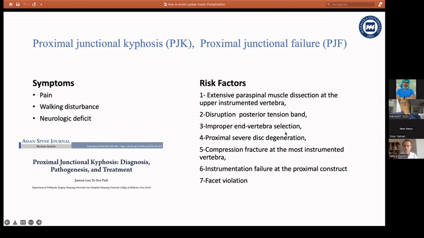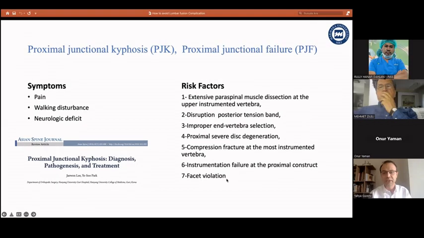We will continue sometimes. And compression fracture at the upper instrumented vertebra, instrumentation failure at the proximal construct, and facet violations. These cause PJK and PJF, and if we prevent these, we prevent these complications.